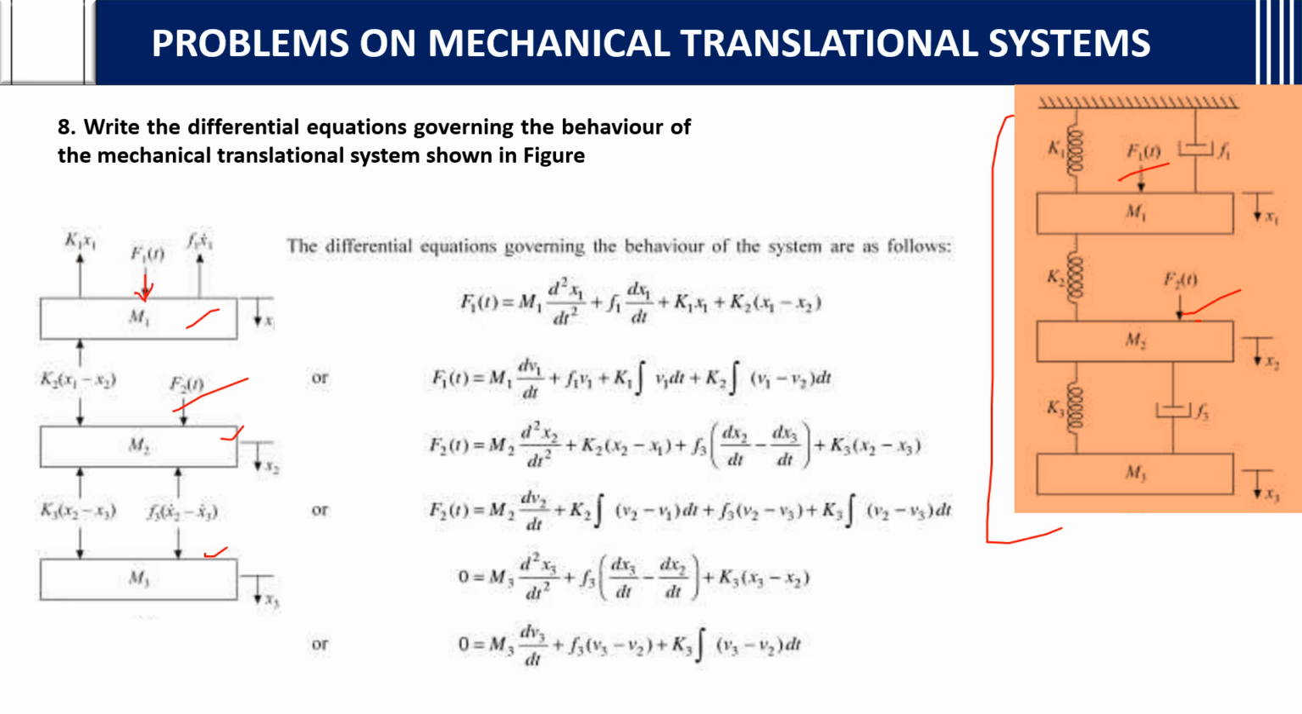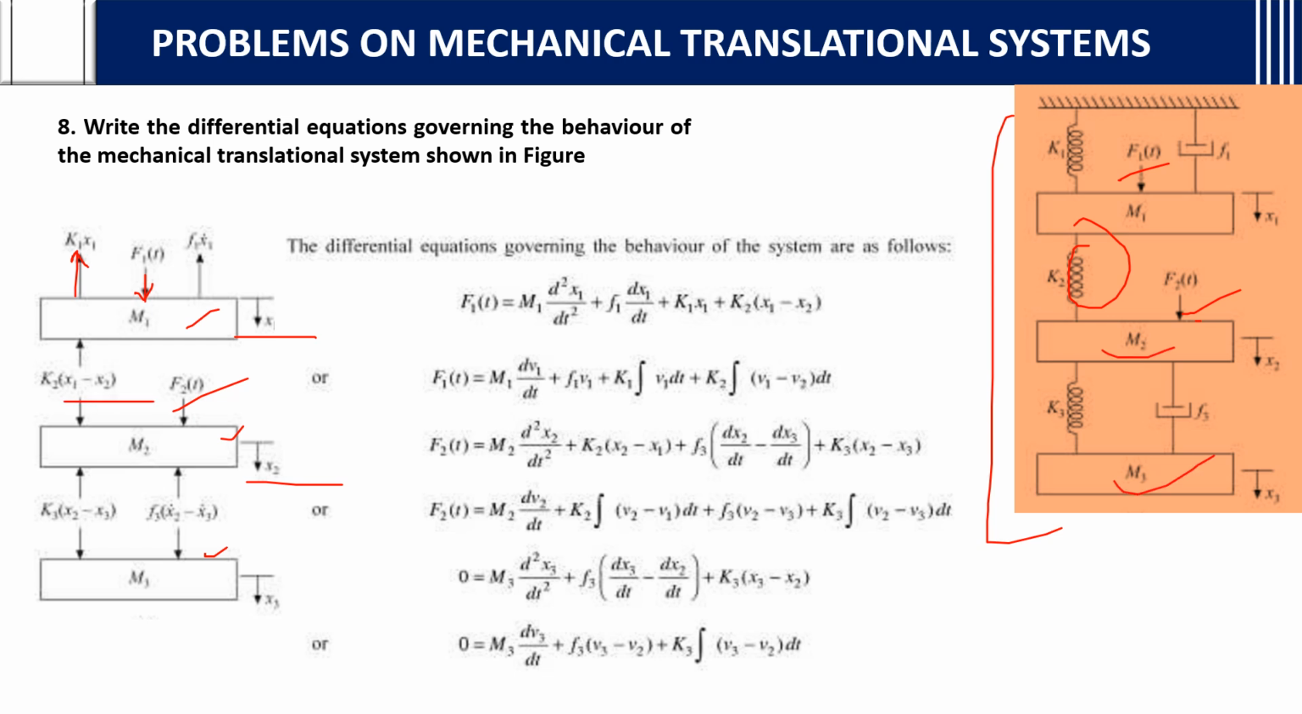So for F1 of t, you will write K1 X1 there, and next one you have X1 dash. What is connected to it? That is F1. So F1 X1 dash, or F1 dx1 by dt, you can write. Then again, between M2 and M1 what is there? K2 is there. So K2 into, with respect to X1 and also X2, you write X1 minus X2. Only that element is there.